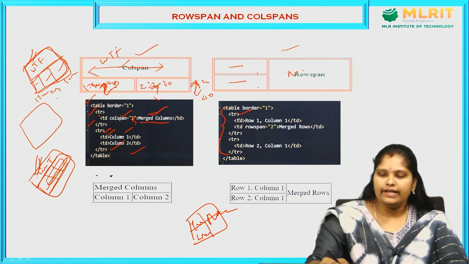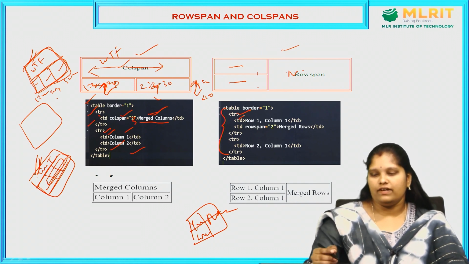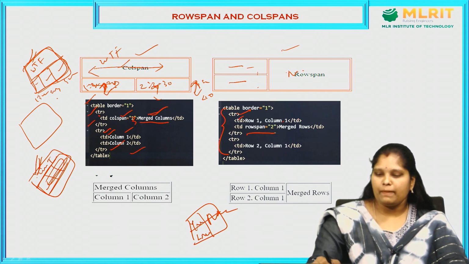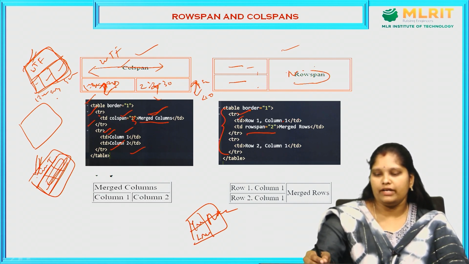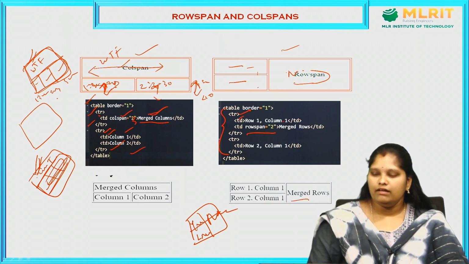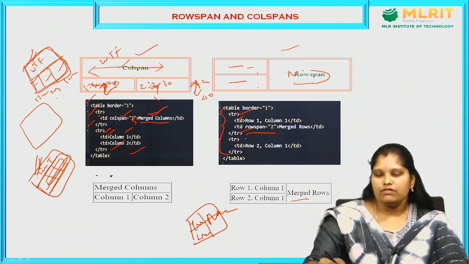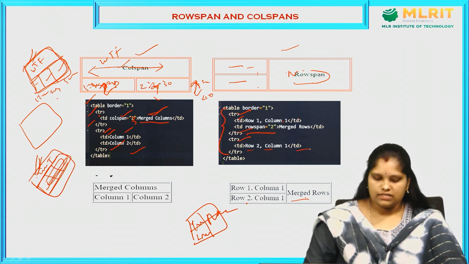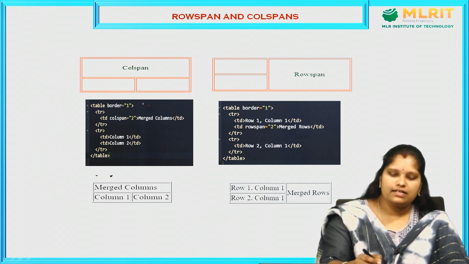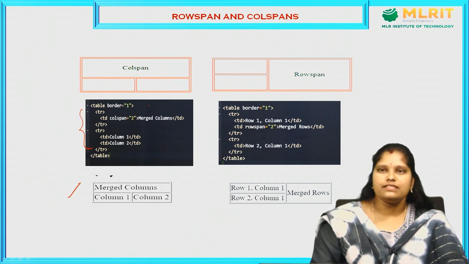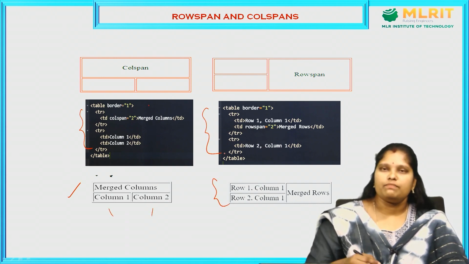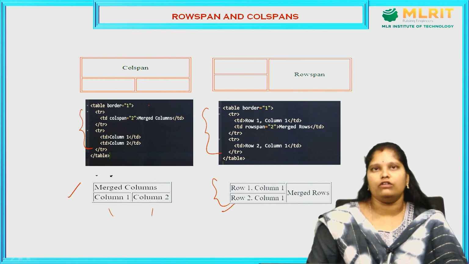Next, TR, TD is open, row 1, first row, right? Column 1. Next, we need to insert row span 2 and merged rows. Here, merged rows are this, right? Name is here and TR closed, and again TR open, row 2 and column. Like this, we need to insert the row span and column span, right? For this program, the output is this, merged columns and column 1 and column 2. Here for this row span, this is the example output, right?